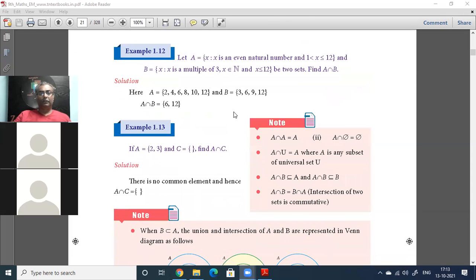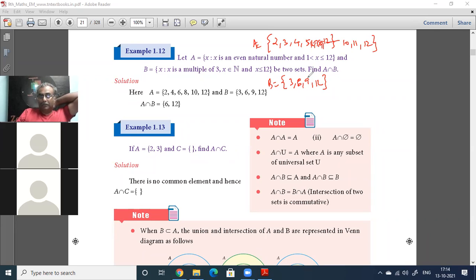Example 1.12. Sandhya, can you read example 1.12? Let A be the set of X such that X is an even natural number and 1 less than X less than or equal to 12, and B is the set of X such that X is a multiple of 3, X belongs to N, and X is less than or equal to 12. Two sets, find A intersection B. X is a multiple of 3, X is a natural number. This is set B, this is set A. 4, 5, 6, 7, 8, 9. Let us extend it: 10, 11, 12.